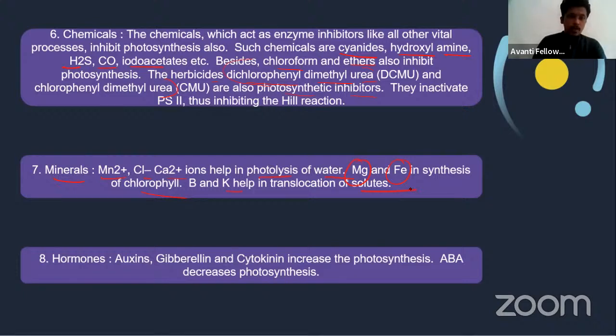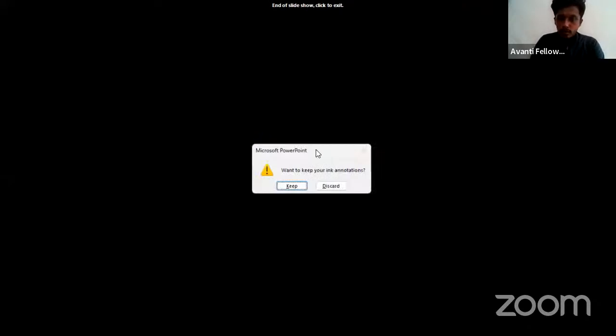Okay, next one. We have hormones. So this is also a very important topic. Hormones such as auxins, gibberellins, cytokinins, they all increase the rate of photosynthesis, and abscisic acid decreases the rate of photosynthesis. Remember ABA, that is abscisic acid. Abscisic acid decreases photosynthesis, people, and the rest, that is auxins, gibberellins, and cytokinins, are known to increase photosynthesis. Okay. So this is about some of the factors that affect the rate of photosynthesis.